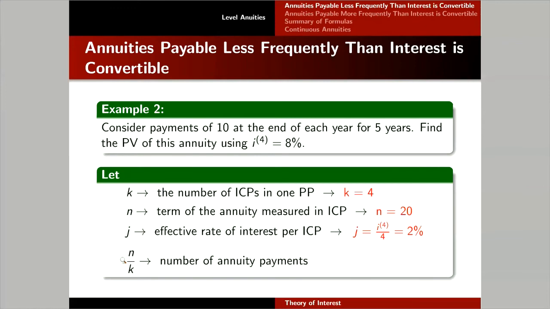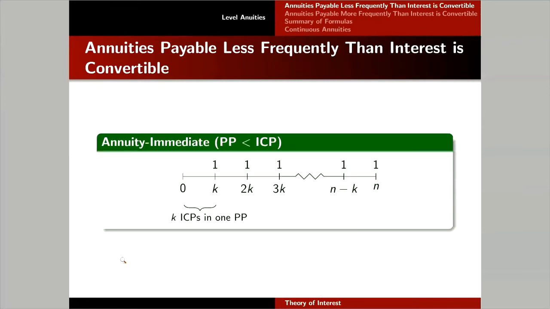Okay? Let's derive formulas now. So let's consider an annuity immediate. So here's the timeline for an annuity immediate where PP is less than ICP. Okay? So you can see, this is the term of the annuity. Ganito katahaba ang annuity. It's up to N.